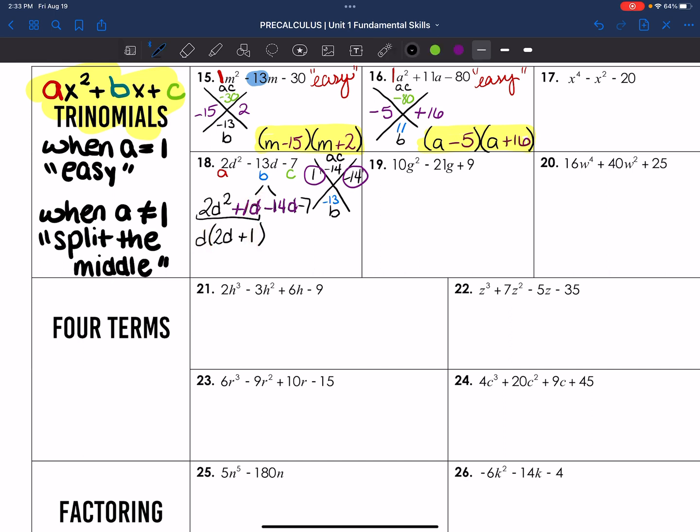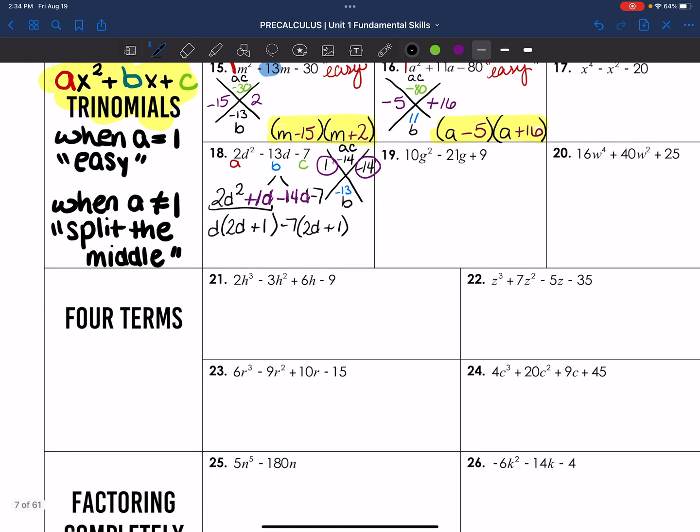Now we similarly will work with the next one here. We have the GCF of negative 14D and negative 7. That's going to be a negative 7. And then what would be inside? Negative 7 times a positive 2D, and a negative 7 times a positive 1 gives us that negative 7. All right, just about done, ladies and gentlemen.